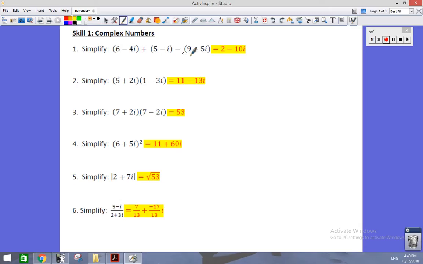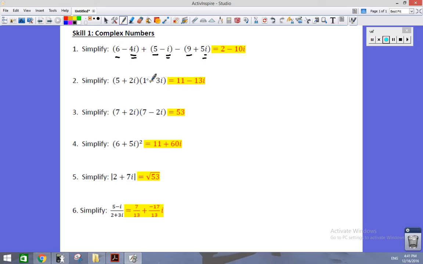Here, we're adding the first two complex numbers together and then subtracting the last one. It's just combining like terms. So we've got 6 plus 5, which is 11, minus 9, which is 2. And then we're just treating these like terms: negative 4i, negative 1i, minus 5i, minus 10i is what you should get there.